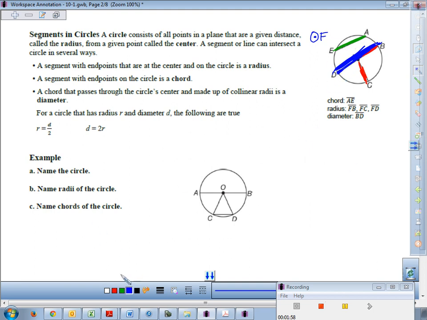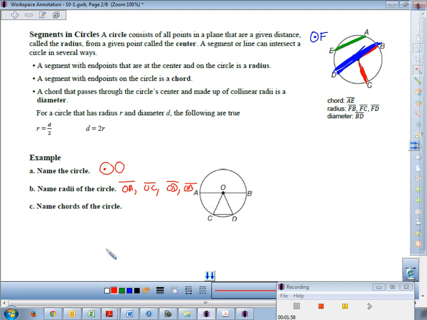So let's do some example problems here. It says name the circle. Well, we name a circle by its center, so this is circle O. Name the radii of the circle, and I'm pretty particular. I personally like the segment's name to always start with the center of the circle. So there's segment OA. Now realistically, you could call it segment AO, but I don't like that, right? I like to start with the center of the circle. So segment OA, segment OC, segment OD, segment OB. Those are all the radii, which is plural for radius.